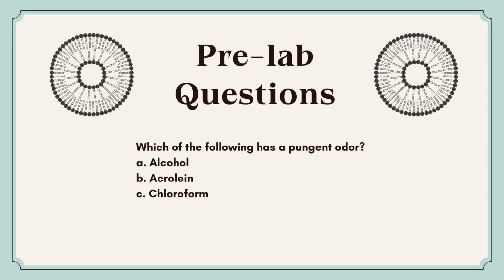Pre-lab question 1. Which of the following has a pungent odor? A. Alcohol, B. Acrolein, C. Chloroform. The answer would be B. Acrolein. According to Ernstgaard et al. 2017, acrolein has been described to have an acrid, pungent odor with sensory irritating effects.